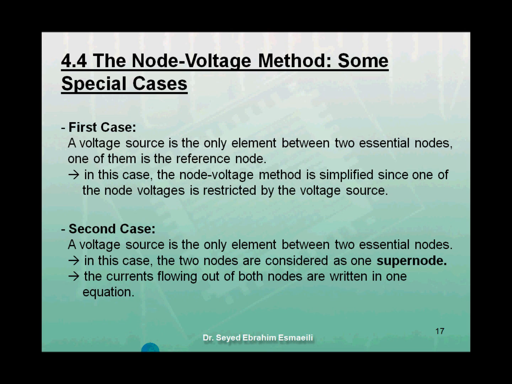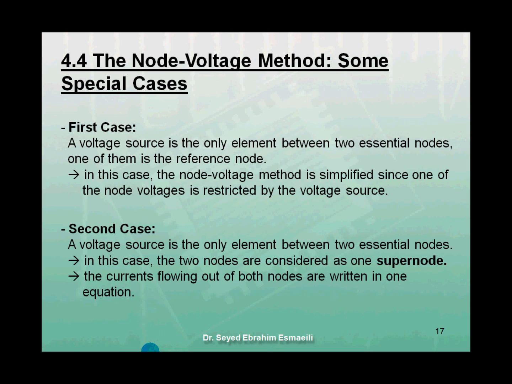In the node voltage method, we have 2 special cases. The first one is when a voltage source is the only element between two essential nodes. One of them is the reference node. In this case, the node voltage method is simplified since one of the node voltages is restricted by the voltage source.